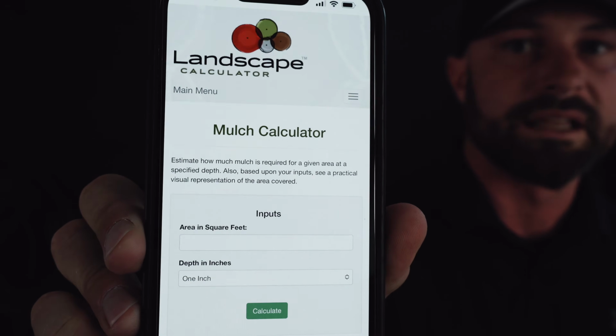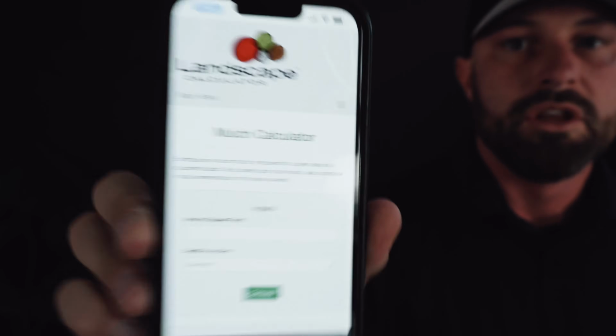Just type in landscape mulch calculator. Okay, my favorite one, it's landscape calculator is what it's called. When you go into it, this is what it should look like. Try to get that to focus. There you go. On the top line, you put in area in square feet. On the bottom line, you put in inches. I usually say 2 inches.